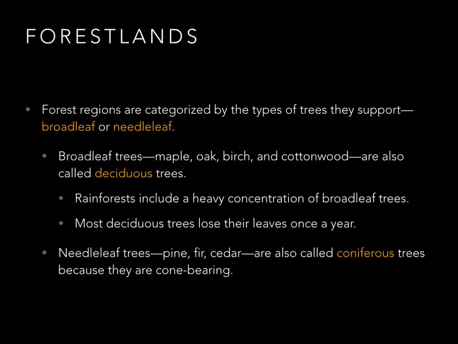Forest lands. Forest regions are characterized by the types of trees they support, either broadleaf or needleleaf. Broadleaf trees, trees like maple, oak, birch, cottonwood, we also call these deciduous trees. Rainforests, these are broadleaf trees. Most deciduous trees, not the ones in the rainforest, but most others, lose their leaves once a year. Needleleaf trees, trees like pine, fir, and cedar, these are also called coniferous trees because they are cone-bearing.